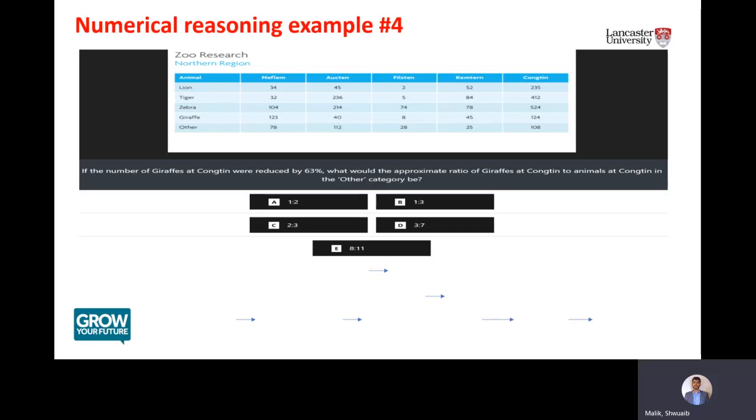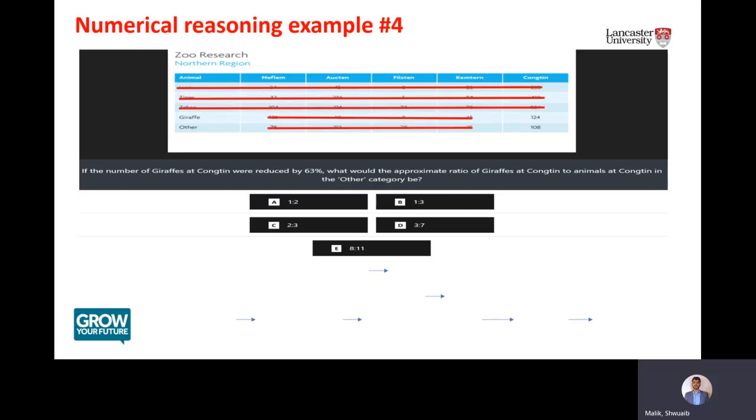So again, this is a table with a lot of information we don't need. We need to focus on Congton, and we need to focus on giraffes at Congton and other animals at Congton. So we can eliminate most of the information and focus on those 2 numbers that are left in the table. The number of giraffes at Congton is 124, and we want to reduce this number by 63%.